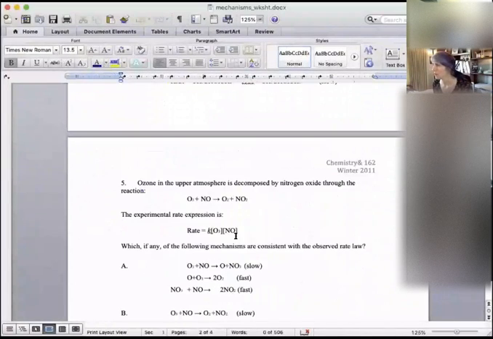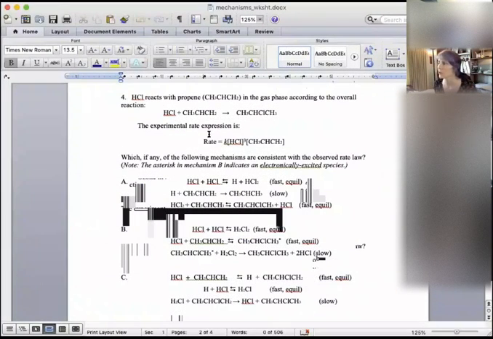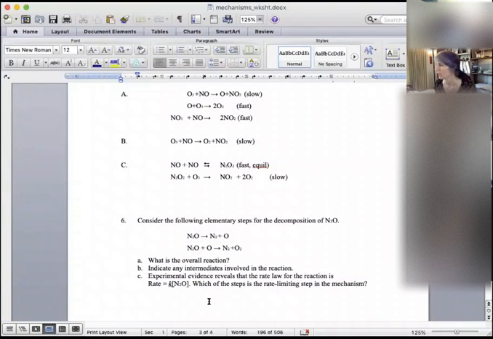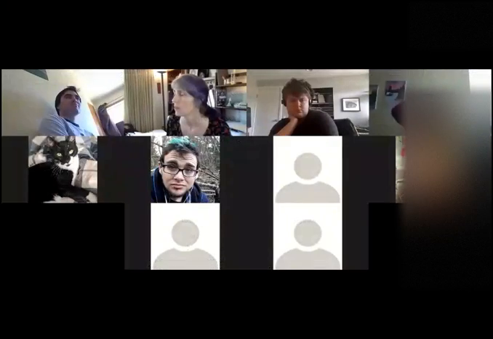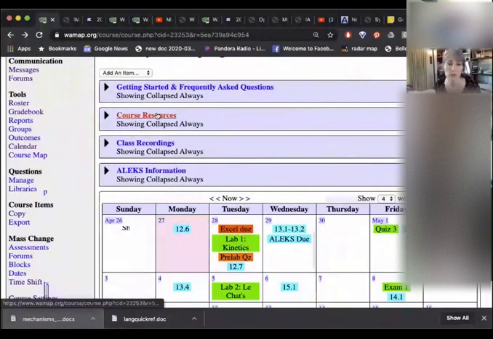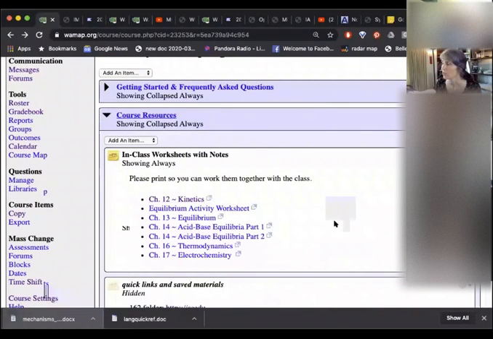So there are a couple. This one gives you a rate expression, and then it gives you some potential mechanisms. So you might need to figure out which could be consistent. Here they give you a rate law and then ask you which is rate limiting. There's a bunch of different problems, 6 more practice problems. Once again, those are under course resources, worksheets.